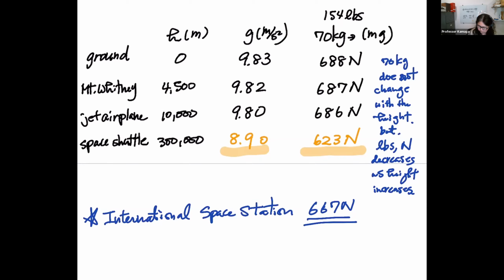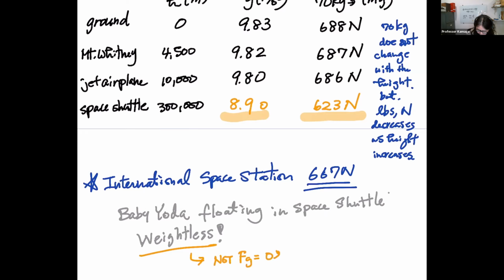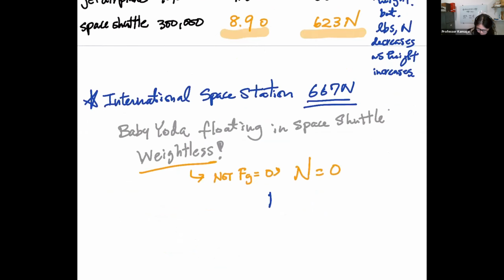Baby Yoda floating in the space shuttle means that Baby Yoda and the astronauts are all weightless. Weightless does not mean Fg equals 0. It means the normal force is 0. It's in free fall.